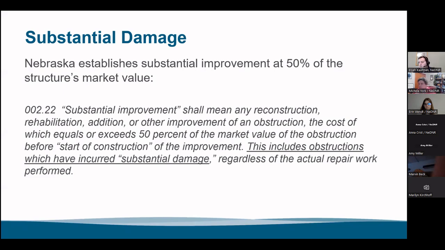So a substantial improvement is any reconstruction, rehabilitation, addition, or other improvement where the cost exceeds 50% of the market value before the start of construction. Now, this includes substantial damage. So what that means is if you have substantial improvement and substantial damage, the costs of both have to be included. So if somebody is proposing to do repair work and also finish their basement, those costs have to be included together.